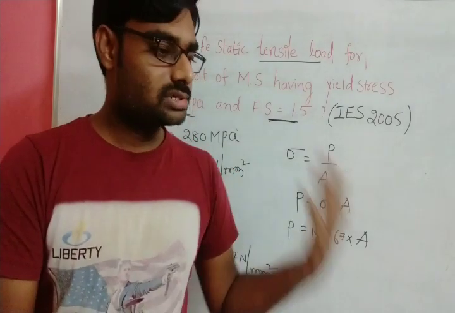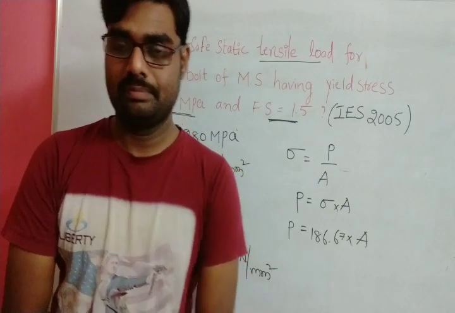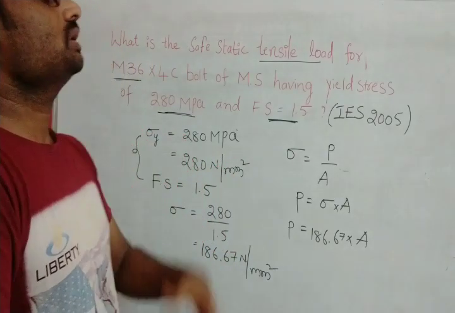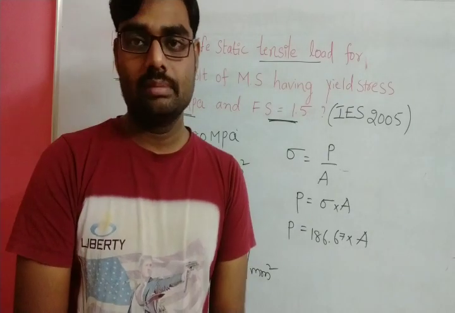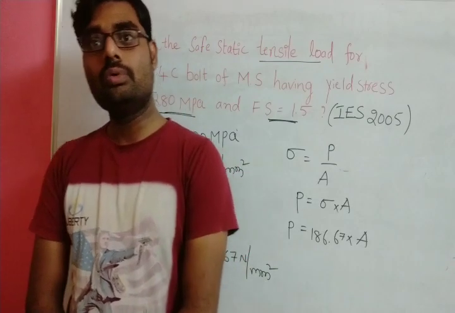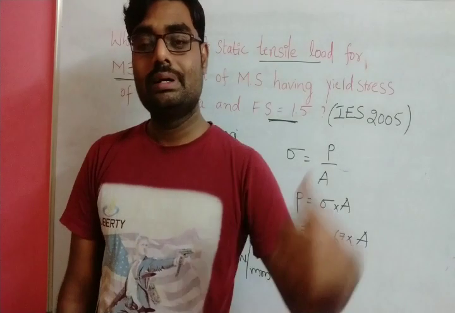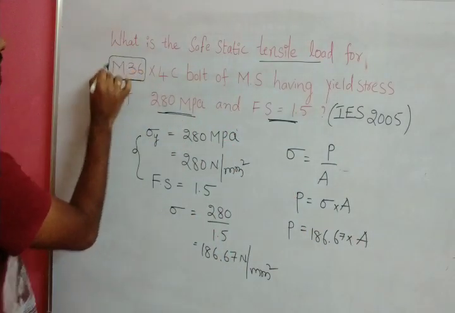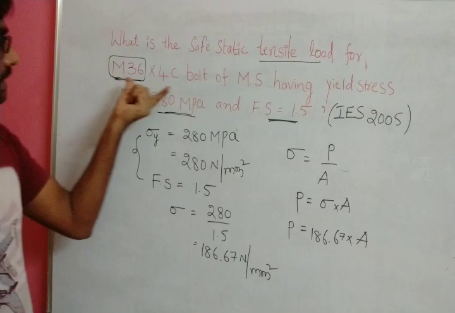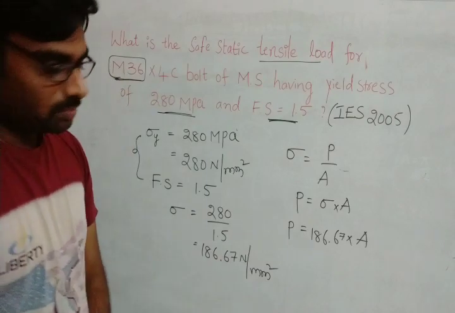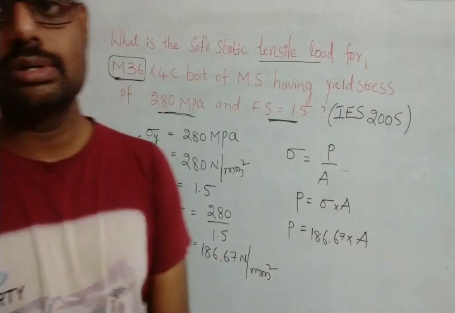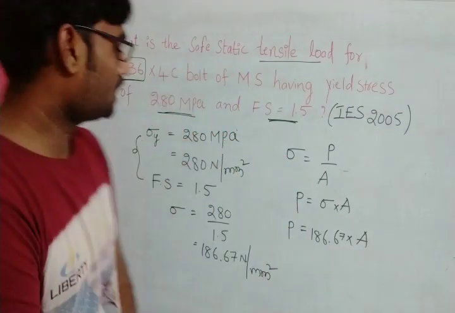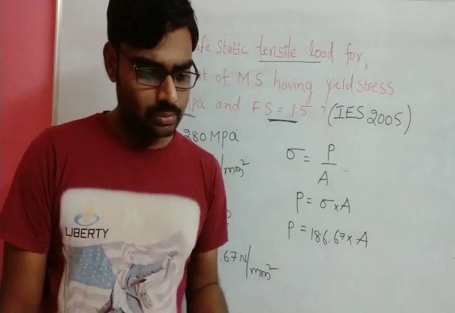In case of a square section, it is side into side. In case of a circular section, it is pi by 4 into d square. In this question the diameter is given indirectly, but how to identify the diameter? One code is given, M36. This is the designation of bolts: M means metric, and 36 means the diameter of the bolt. So indirectly they give it in the question.